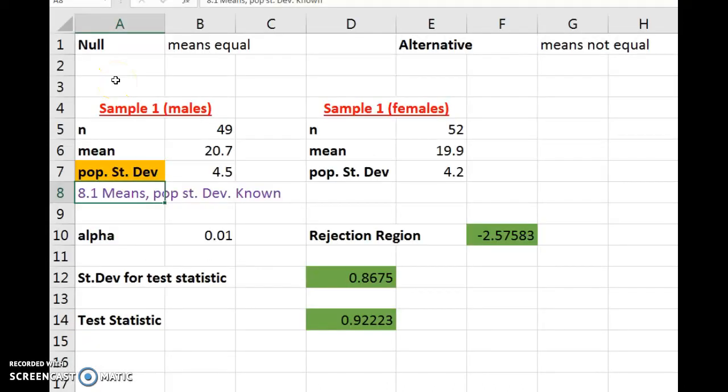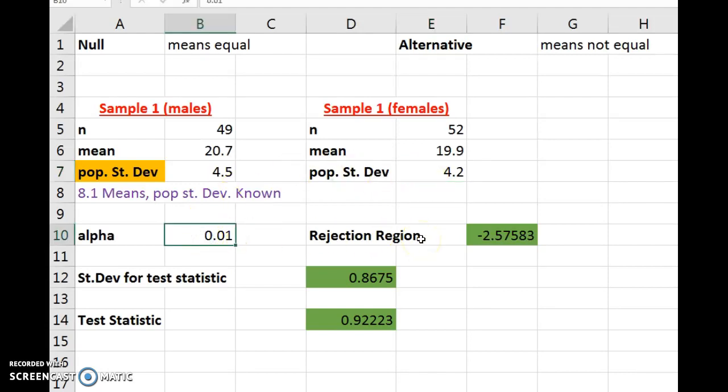So jumping into Excel, I've copied down all the information from the problem. You're going to want to know what your null and alternative are. And then you have two separate samples. Get your sample size, the mean from each sample. And for these problems from 8.1, kind of highlighted it here, we know we're dealing with a certain situation when we know the population standard deviation. In 8.2, we're not going to have that, and we're going to change our approach a little bit. But when you have the population standard deviation, we're going to use the normal distribution, and we're dealing with the 8.1 content. So I've recorded the population standard deviations and my alpha.